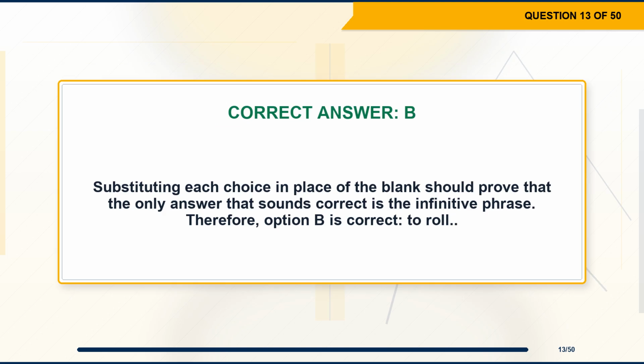Explanation. Substituting each choice in place of the blank should prove that the only answer that sounds correct is the infinitive phrase. Therefore, option B is correct, to roll.